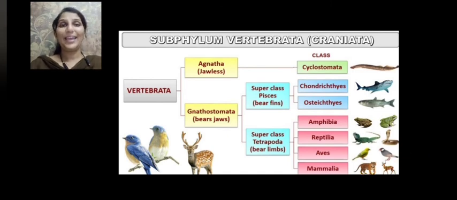So, dear children, in this module we have learned about the three subphyla under phylum Chordata, namely Urochordata, Cephalochordata, and also Vertebrata. We also learned that the Vertebrata is divided into Agnatha, that is jawless, and Gnathostomata, that is jawed. Again, the jawed animals can be divided based on the presence of fins or limbs. If they are bearing fins, they come under the superclass Pisces. If they are having limbs, they come under the superclass Tetrapoda. And the Pisces are again divided into classes, namely Chondrichthyes and Osteichthyes. And Tetrapoda are divided into classes, namely Amphibia, Reptilia, Aves, and Mammalia.